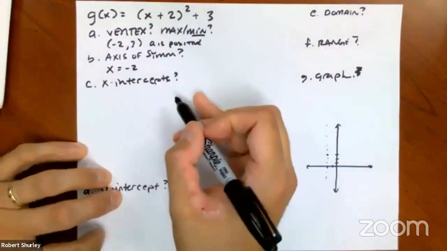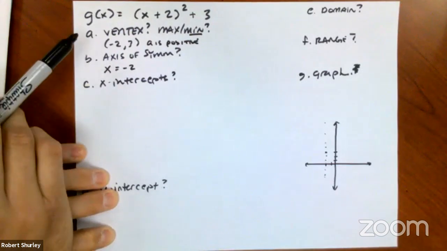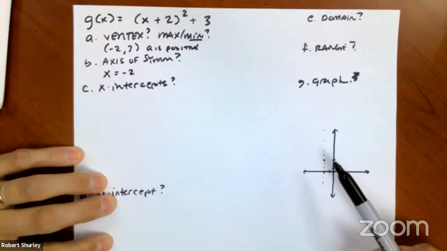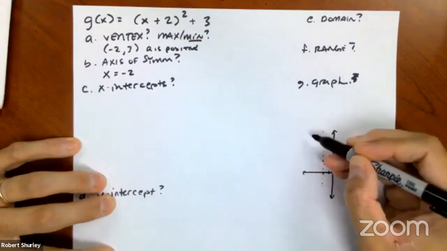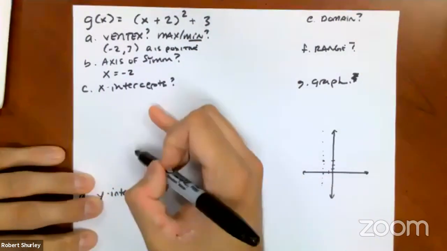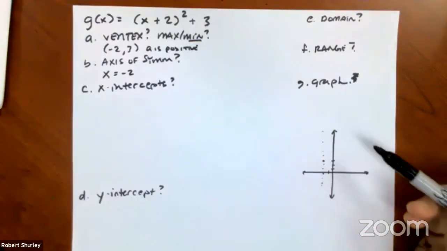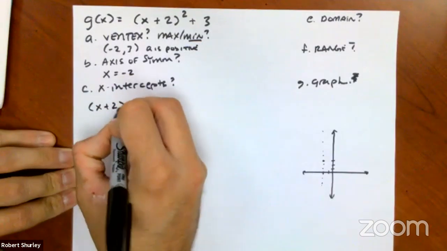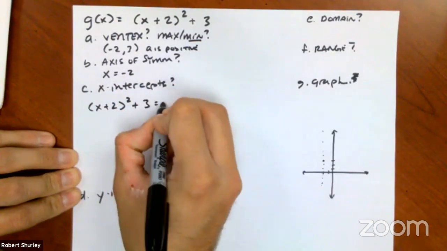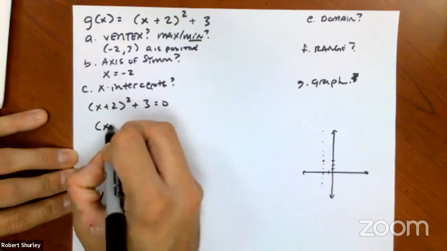X-intercepts. Okay, let's start solving this. Now look, intuitively, from what we know so far, we know this thing is not going to cross the x-axis, right? If this is a minimum, this is going to go up. I want to show you what happens, though, with your x-intercepts if we don't cross it. If I set this entire thing equal to 0, like we did on the last example, to solve it, we've got to move the 3 over.